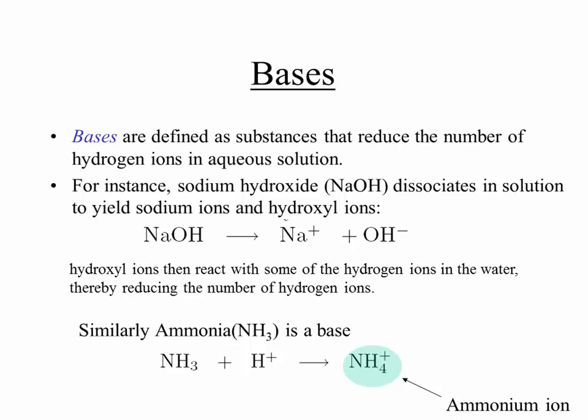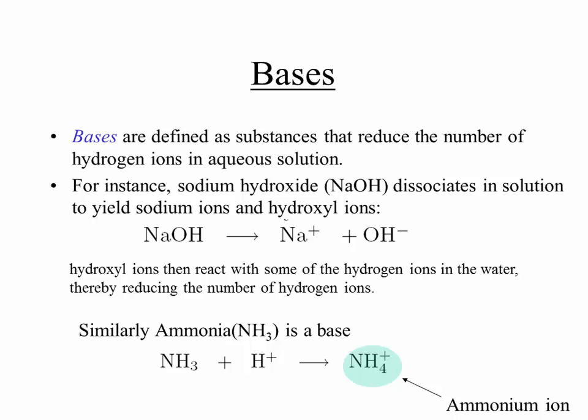So bases are defined as substances that reduce the number of hydrogen ions in aqueous solution. For example, sodium hydroxide is a base because it dissociates in solution to give you positively charged sodium ions and negatively charged hydroxyl ions. But the hydroxyl ions will react with some of the hydrogen ions in water, so it will reduce the concentration of the hydrogen ions in water, and therefore this is a base.